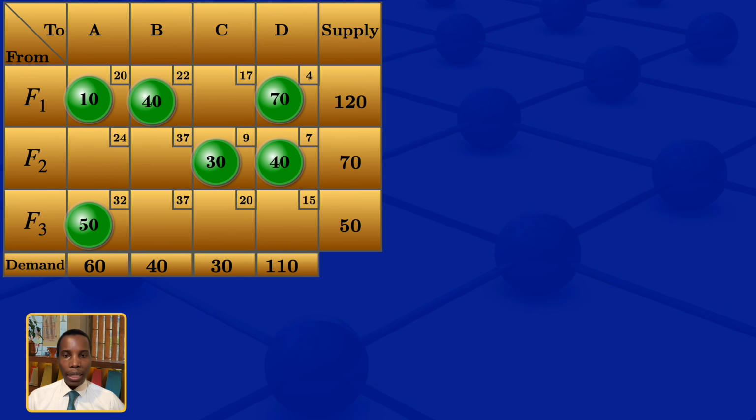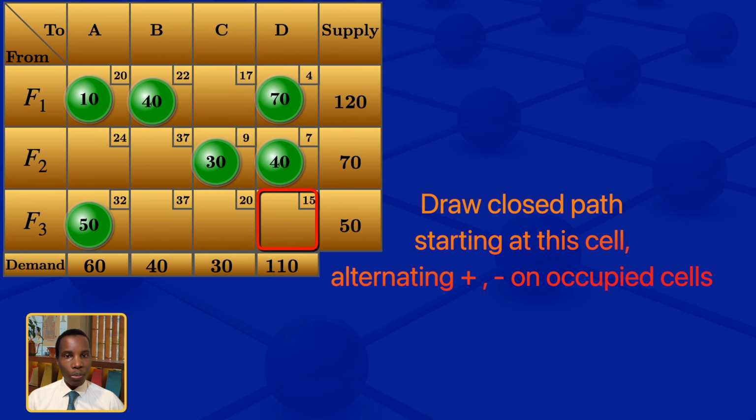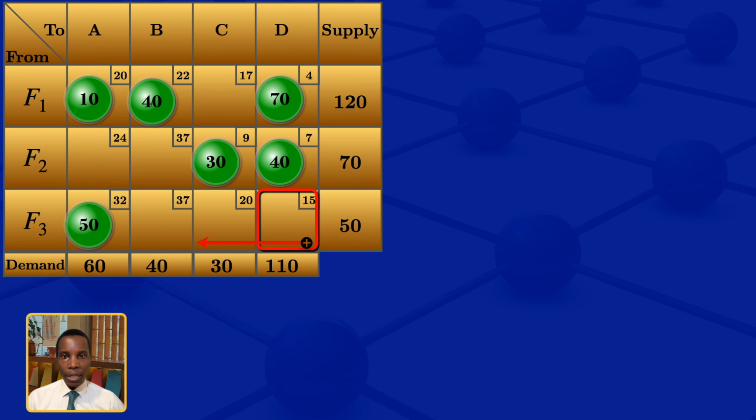So what we are saying is we are looking at cell F3D here, this one. Then we go on and draw a closed path starting at this cell. So we'll put a positive. So for our closed path, it will be passing through occupied cells. So for the occupied cells, I can move to this cell here.